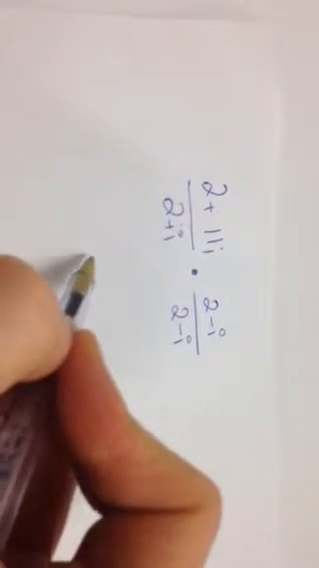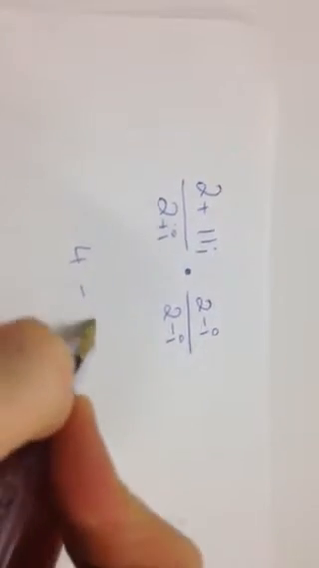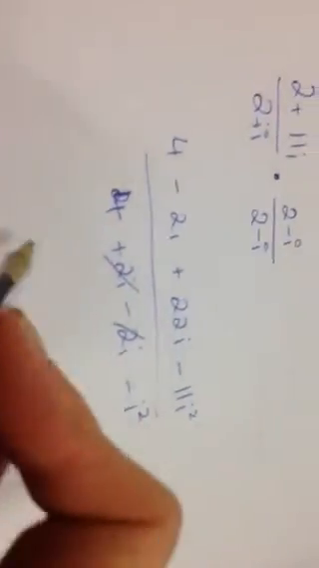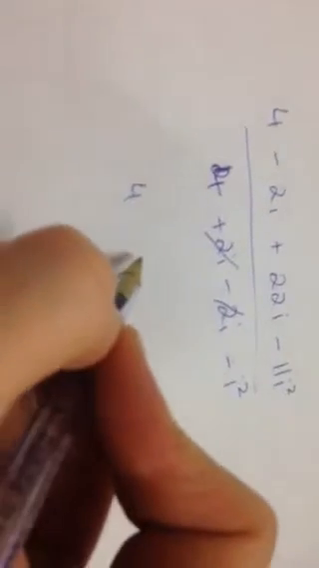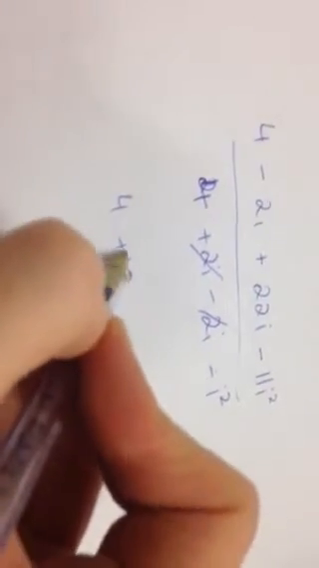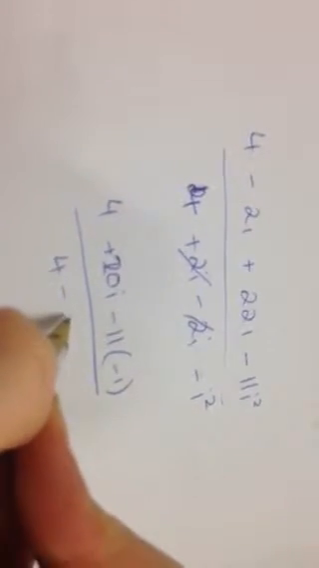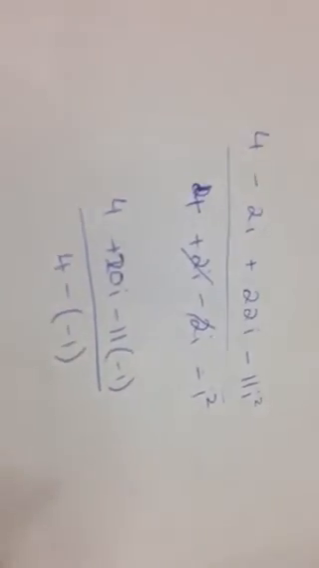Multiplying this out, top by top: 4 minus 2i plus 22i minus 11i squared on the top. And 4 plus 2i minus 2i minus i squared on the bottom. They cancel off, which is what I want in this situation, because I'll end up with just real numbers in the bottom line. So that is 4 plus 20i minus 11 times i squared. i squared is minus 1, all over 4 minus, and again i squared is minus 1.